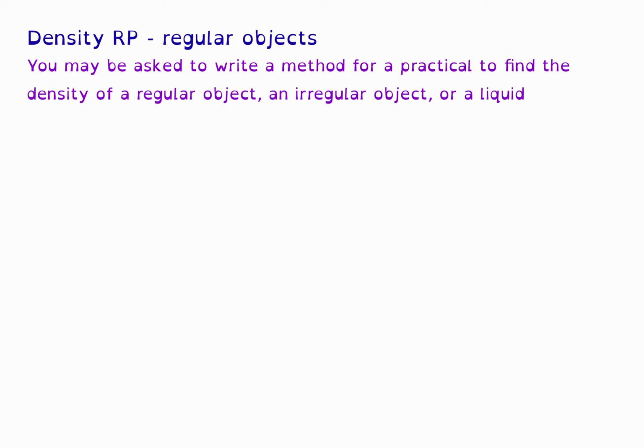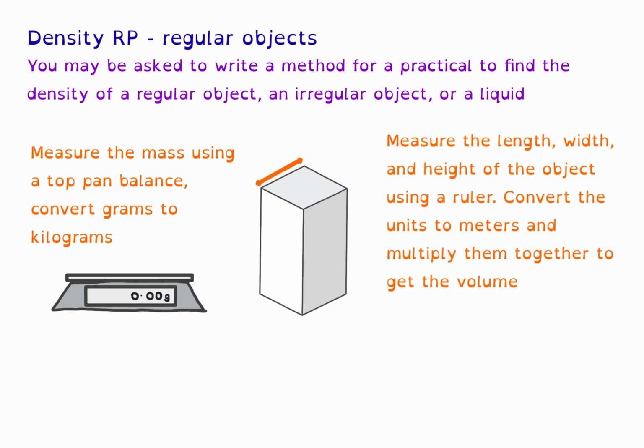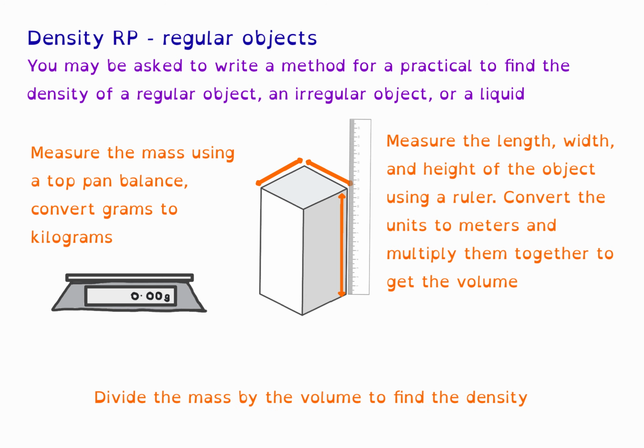You may be asked to write a method for a practical to find the density of a regular object, an irregular object, or a liquid. Here we have a regular object, we have a cuboid. To measure the mass, we use a top pan balance and we remember to convert grams into kilograms. To get the volume, we measure the length, the width and height of the object using a ruler. Convert the units to metres and multiply them together to get the volume. Divide the mass by the volume to find the density.